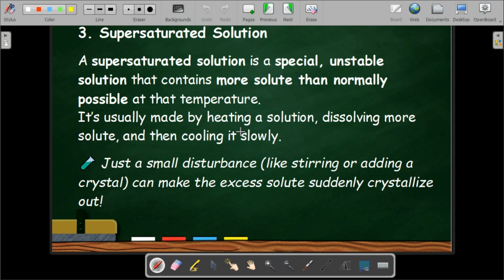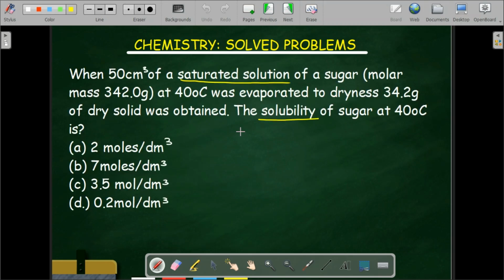Now, having explained all these various concepts, let's go back to the question and solve it. We have seen the definition of solubility. Solubility is basically the amount of solute divided by the volume of solution. In the question, the volume of the solution given is 50 cm3, and the amount of solute given is 34.2 grams of the sugar in the 50 cm3 of solution.